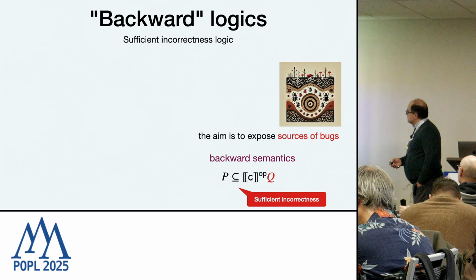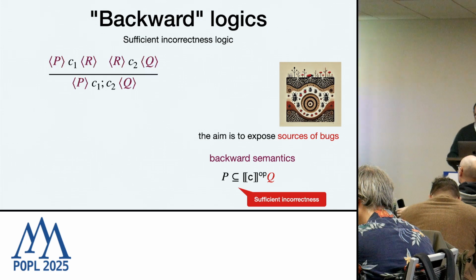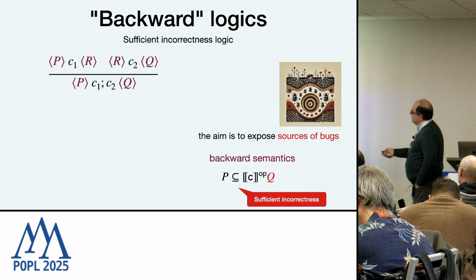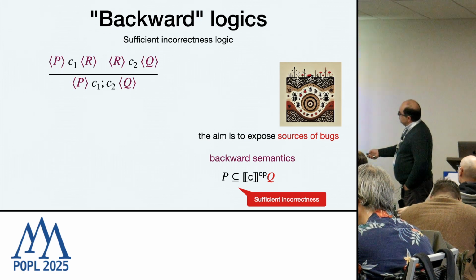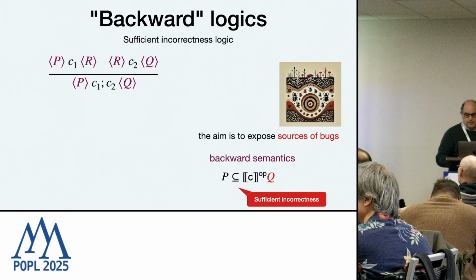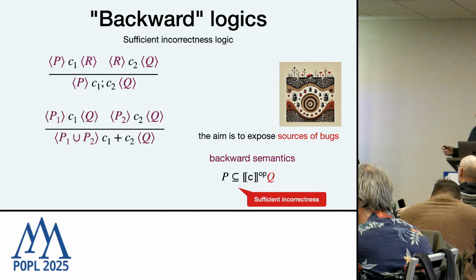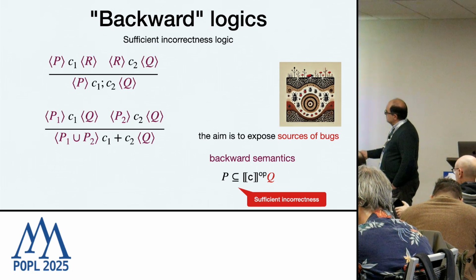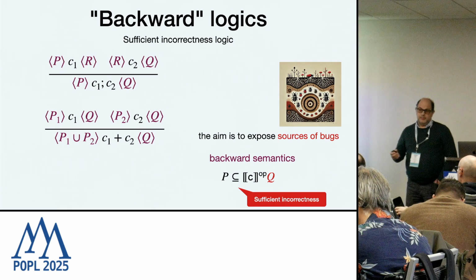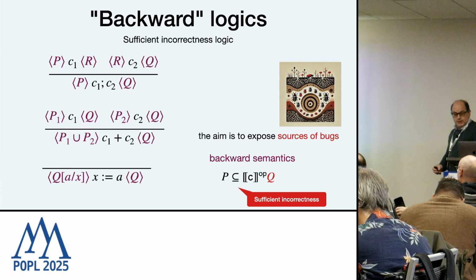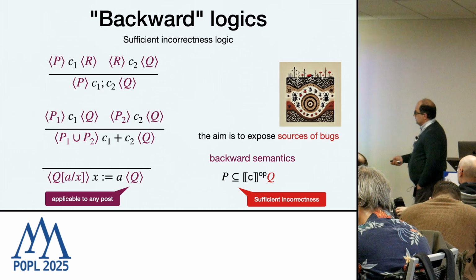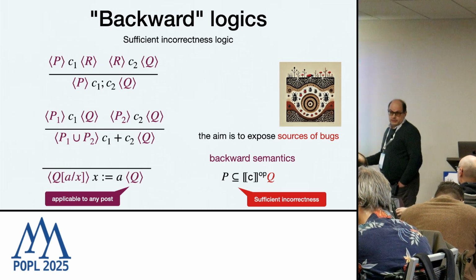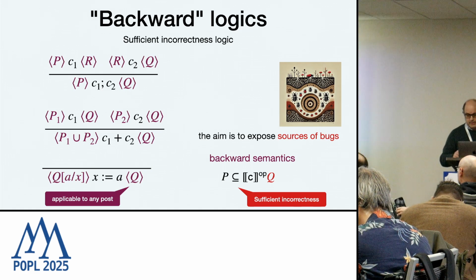For the sufficient incorrectness logic, the aim is to expose the sources of bugs. So it works backward. You imagine you have the postcondition and you want to infer some precondition that explains why the bugs are produced. For sequential composition, you have the same rule as the previous one, meaning that you can use it in both directions, in a sense. For the non-deterministic choice, you may have different ways of producing the same output, and you collect them. And for the assignment, instead of using the Floyd axiom, you can use the OR one that is applicable to any postcondition. But in this case, also the Floyd axiom would be valid.